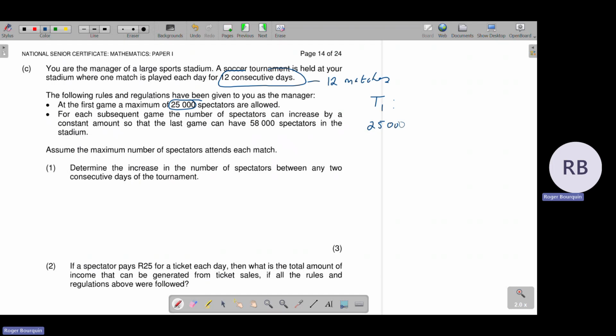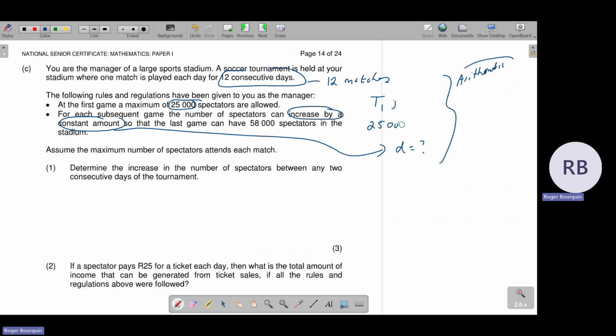For each subsequent game, the number of spectators can increase by a constant amount. So if they're increasing by a constant amount, what do we have? That's D, right? Which means we're working with what? We're working with an arithmetic sequence. Because if you multiply by a fixed amount, it's geometric. If you're adding a fixed amount, it's arithmetic. So what I know so far, I've got an arithmetic sequence. I know term 1 is equal to 25,000.